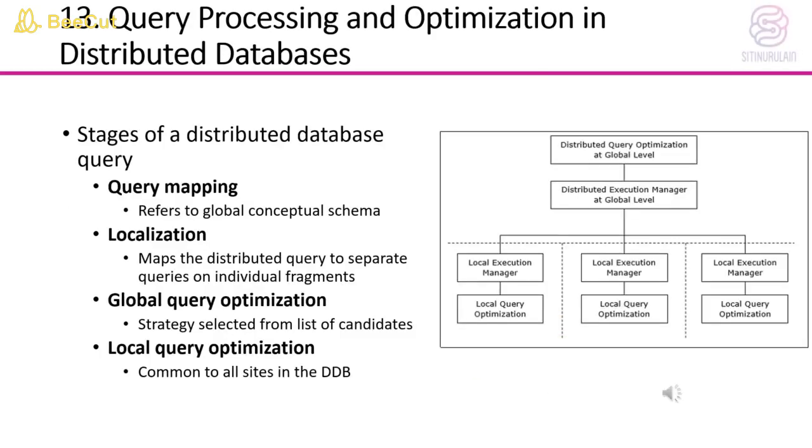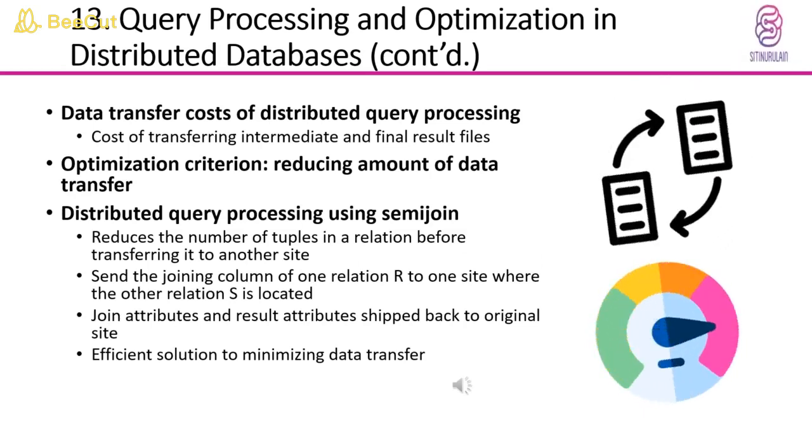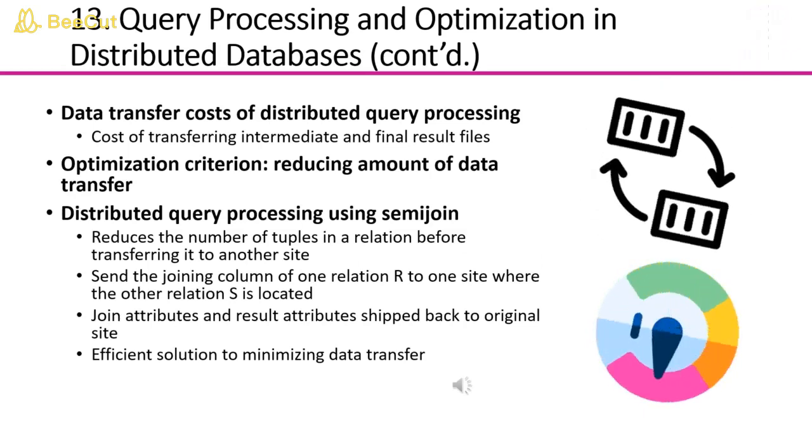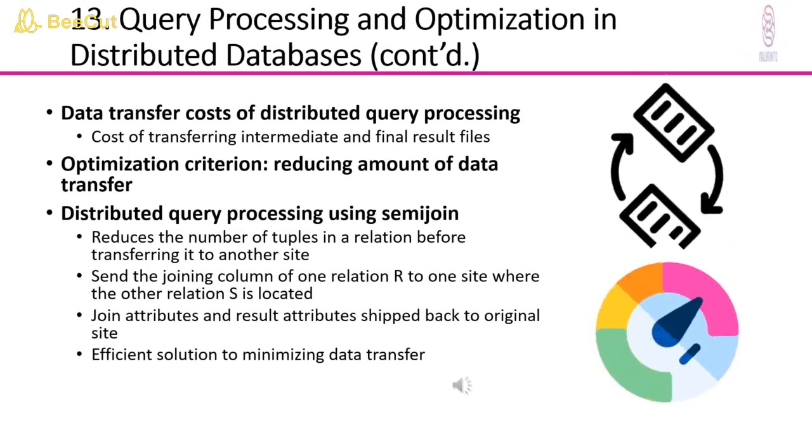Stages of a distributed database query. Query mapping refers to global conceptual schema. Localization maps the distributed query to separate queries on individual fragments. Global query optimization: strategy selected from list of candidates. Local query optimization common to all sites in the DDB. Data transfer costs of distributed query processing is the cost of transferring intermediate and final result files. Optimization criterion: reducing amount of data transfer.